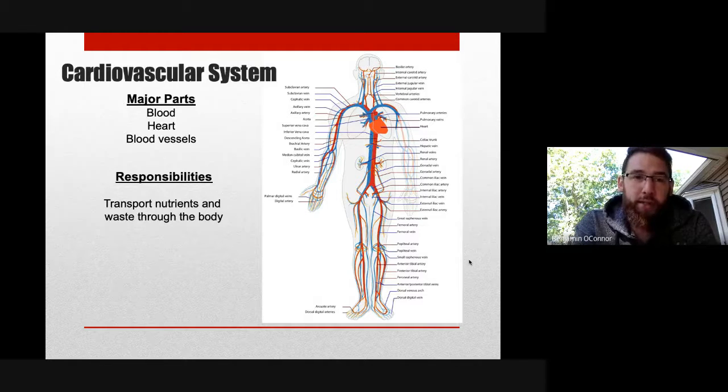We also have the heart. The heart is the pump of our body that keeps things moving, right? And blood vessels. Blood vessels is an overbearing term that applies to the junctions to where your veins and arteries meet in the body, right? And the responsibility is, again, transport nutrients and waste through the body.